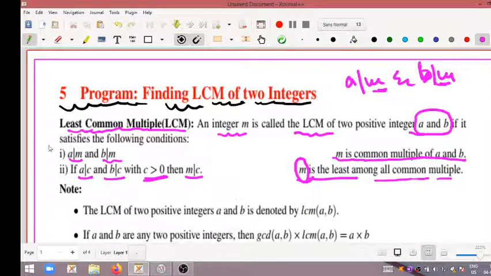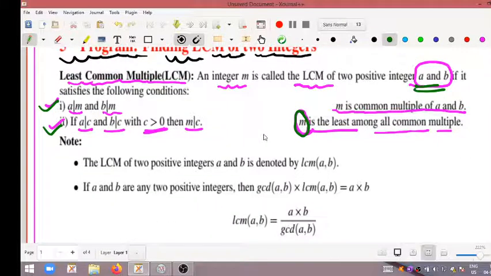Okay, so if you satisfy these two conditions, we say the least common multiple m is called the LCM of the given integers a and b. My dear students, I hope you all understood this LCM definition. Here we mainly want to follow two cases. In the first case, the LCM of two positive integers a and b is denoted by LCM of a comma b. If you want to find the LCM, we follow this formula.